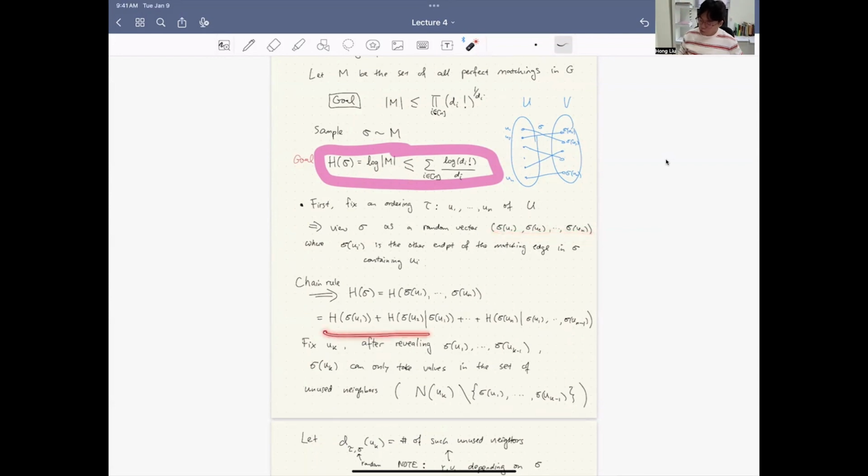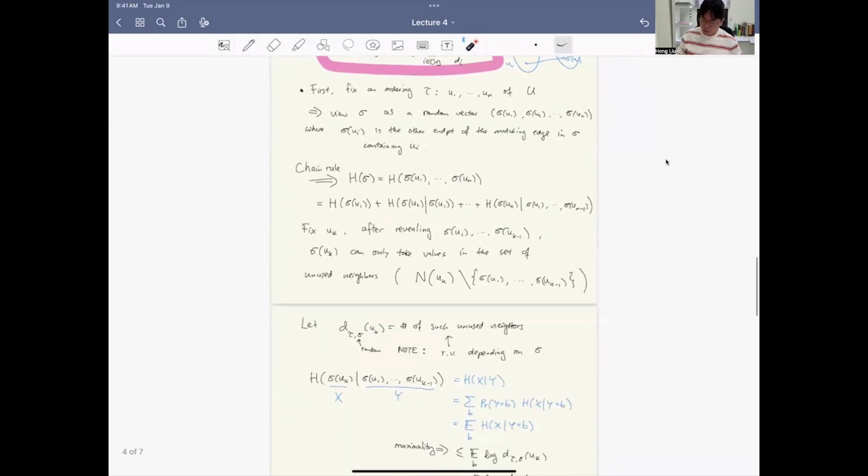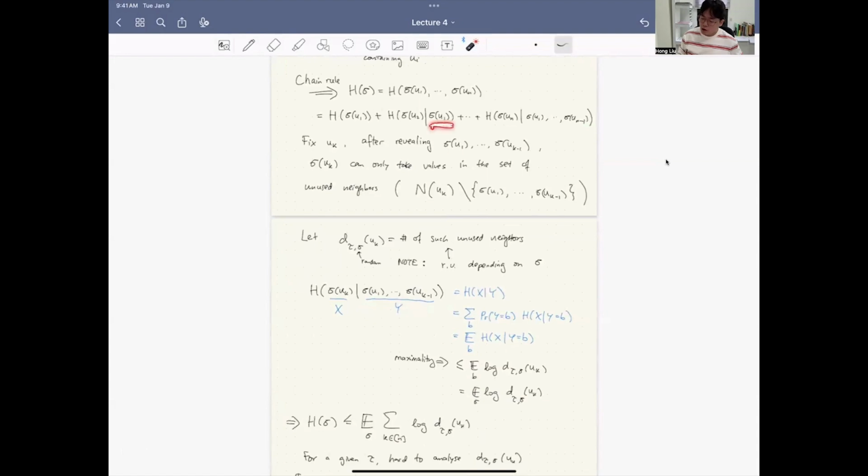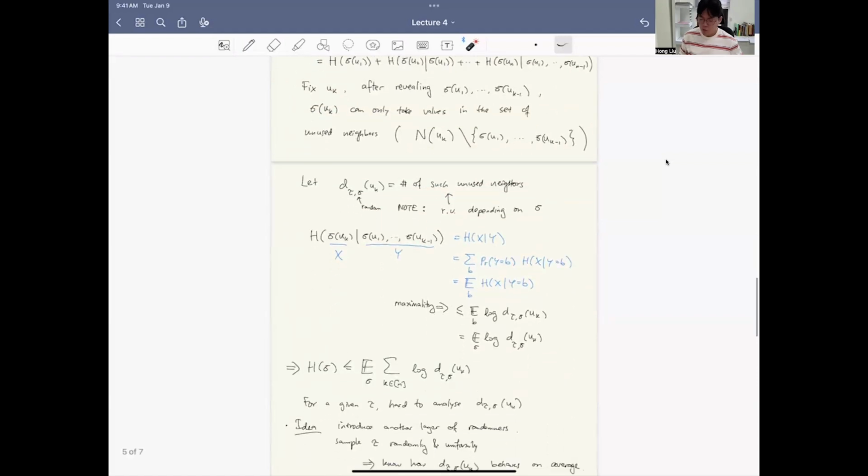We can use the chain rule to expand this vector. For each one of these conditional entropies, we realize that if you reveal all the previous choices of where U1 and U2 are mapped to, then when you map U3, you cannot map it to the two vertices that U1 and U2 are mapped to. So in other words, this random variable takes value over the set of all neighbors that are unused so far. But the number of unused neighbors is itself a random variable we have to analyze.